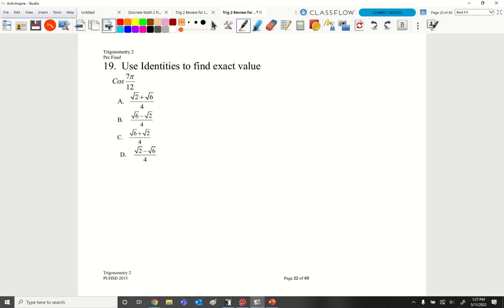Let's see. If that was 7 pi over 12, that is 105 degrees. So 105 degrees would be 60 and 45. The calculator's supposed to be in radian, right? Yeah. So your calculator in radian is going to give you approximately what? Use some decimals. Good. Negative what? Negative 0.2588. All right, good.